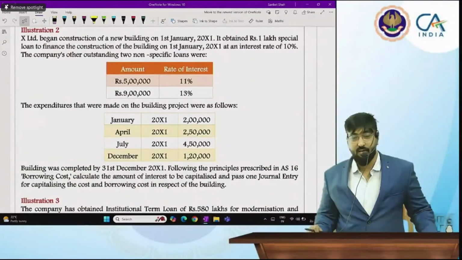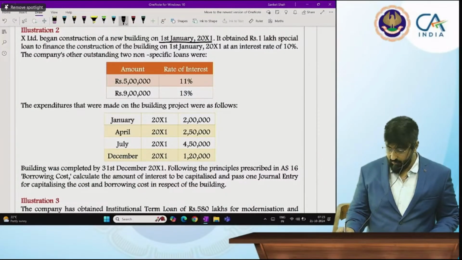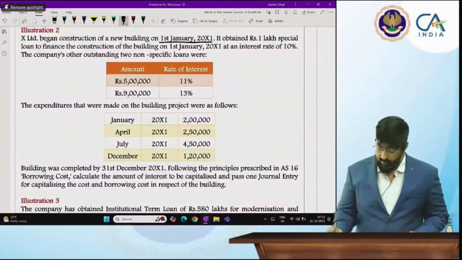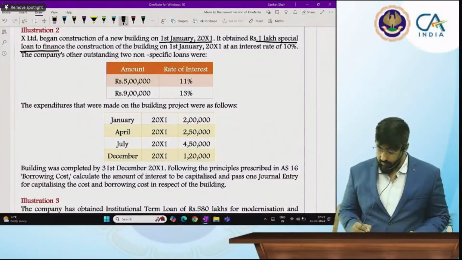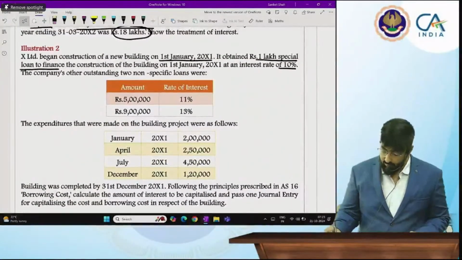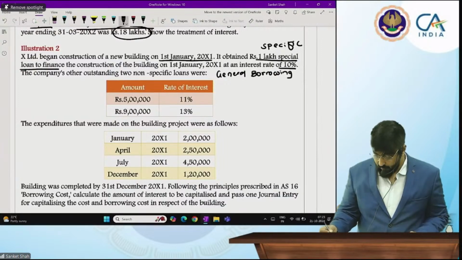Yes sir. X Limited began construction of a new building on 1st January 2021. It obtained a 1 lakh special loan to finance the construction of the building on 1st January 2021 at an interest rate of 10%. The company's other outstanding non-specific loans were 5 lakh at 11% and 9 lakh at 13%.